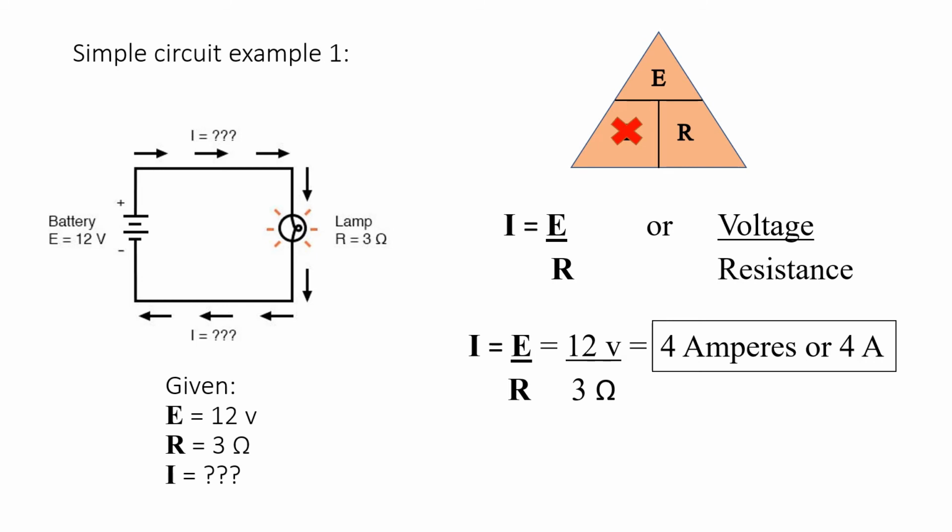So, to find the current, or I, divide voltage by resistance, or E divided by R, and then substitute the values. 12 volts divided by 3 ohms, and then you will have the answer 4 amperes.